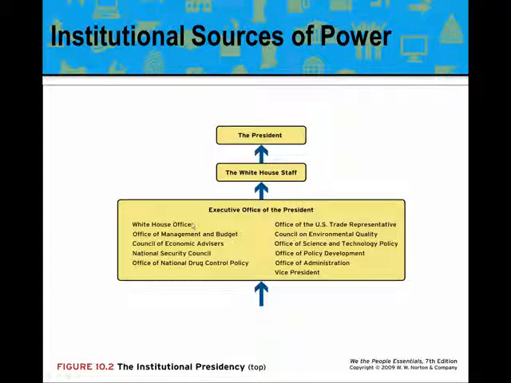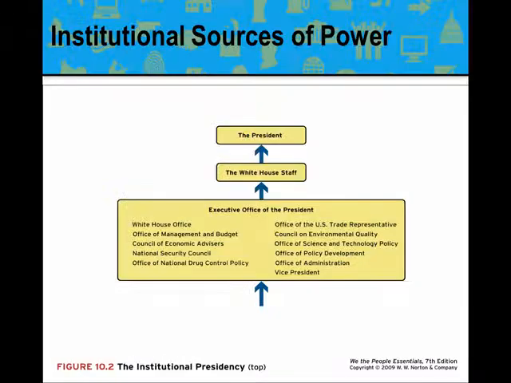And all of these individuals, their key component and what they provide the president is information. After all, if we think about it constitutionally, Congress has a lot more information at their disposal than the president. So the president has to be able to find out as much information as possible, and it's through these different groups that help him develop policy and suggest policy for his agenda.